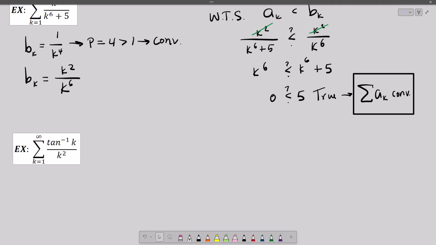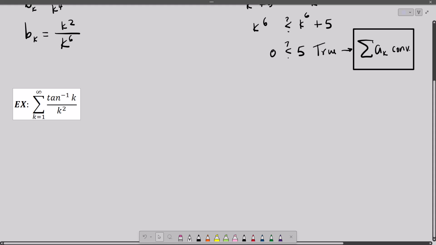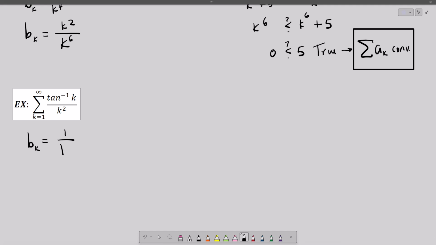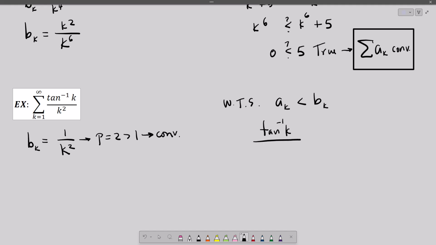So the concept here is that the numerator is not a constant, but it's a bounded function. And a bounded function acts like a constant when you have things going to infinity. So this will converge. The choice that we're going to use for b sub k will be the 1 over k squared. Let's see if this is going to work. So p is 2, which is bigger than 1, so you have convergence. So let's see. Are we going to be able to show the inequality is true? We would want to show that the A's are smaller than the B's. Is that going to be true?